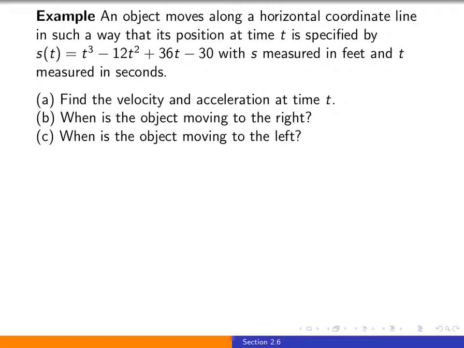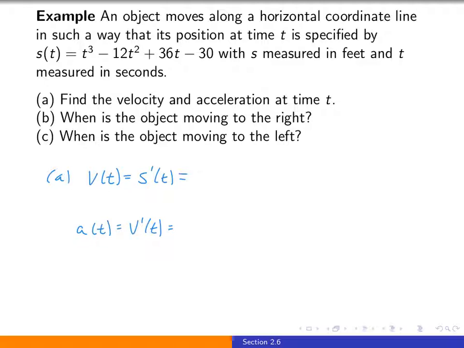So for part A, when we are asked to find the velocity and the acceleration, we just need to remember that velocity is the derivative of the position function. So it is s prime of t. And acceleration is the derivative of velocity. So let's go ahead and first calculate velocity.